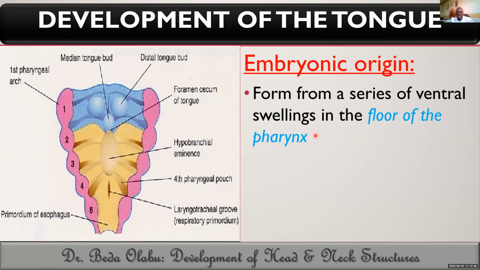As long as you know that what you're talking about has not yet been formed. So basically it begins at the floor of the primitive pharynx. The embryonic pharynx is very primitive at this point, but we'll still have a roof, we'll still have lateral walls and the floor.